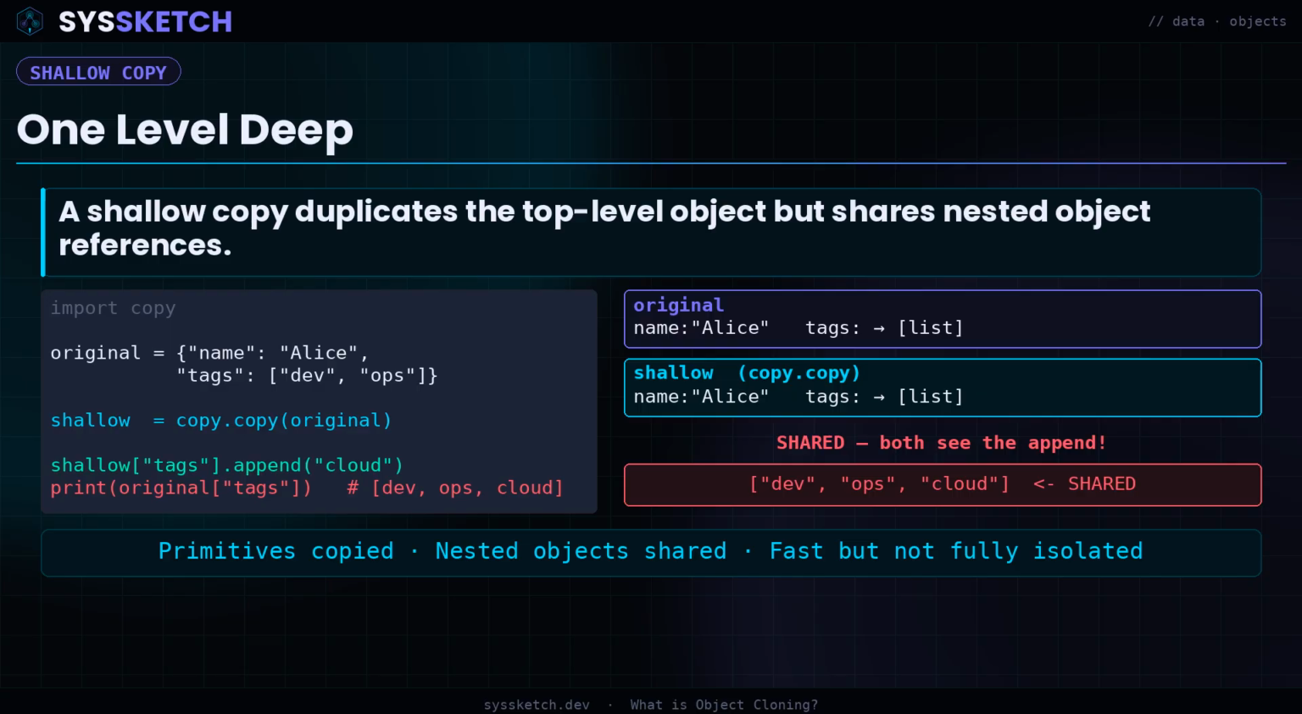Call copy.copy on a dictionary with a name field and a tags list. You get a new dictionary. But the tags list inside is the same list object in both the original and the copy. Append to tags through the copy and the original sees it too. Shallow copy is safe for flat objects where every field is a primitive like a string, an integer, or a boolean. Those are immutable, so sharing them causes no problems. The moment your object contains any mutable nested structure, you need to think carefully before choosing a shallow copy.